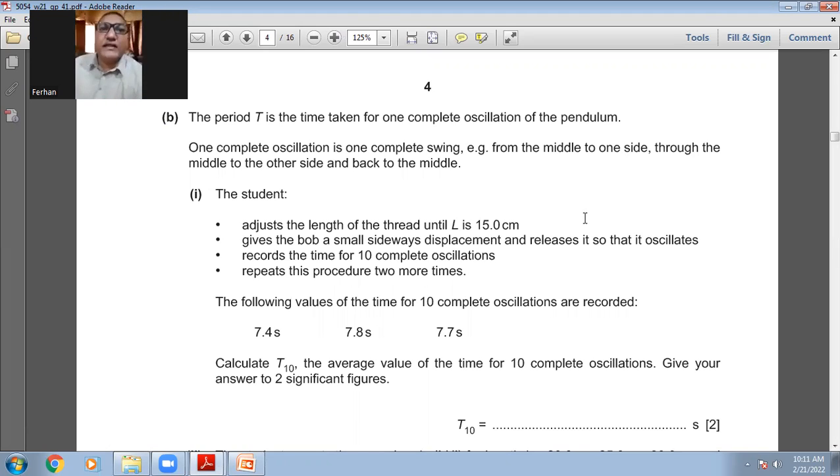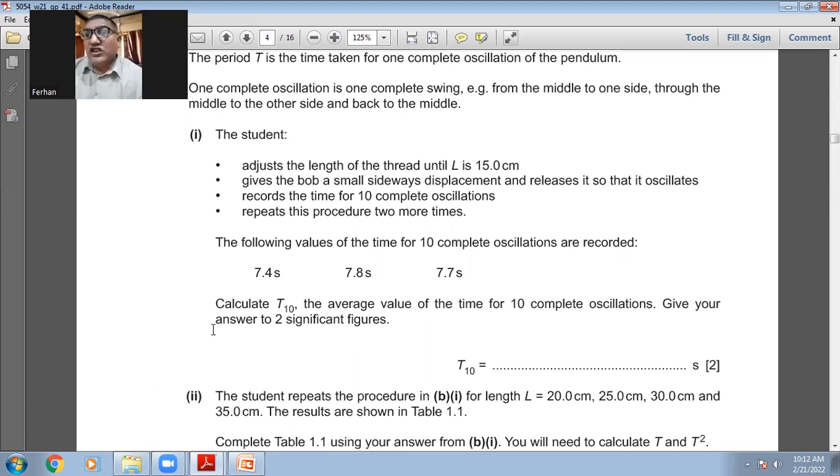So they have measured how much time it takes to complete 10 swings, and they did it 3 times. So they got this time. If you want to find out the average of this time, this is the time for 10 swings, you will add these 3 values, whatever the sum is, divide that with 3. This is how you will get the average time. It's a 2 marks question.